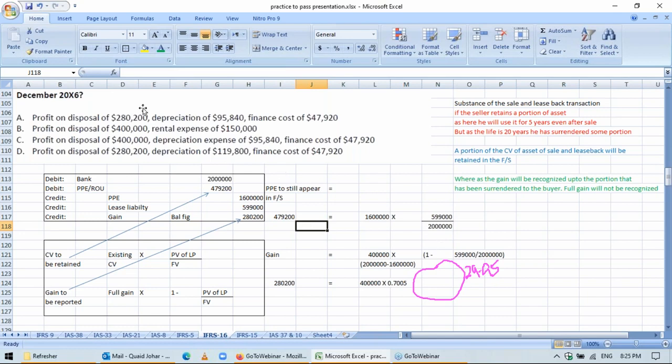Now what happens? What's given in the question? See, what else is required? Depreciation. They have calculated the depreciation. So calculate the depreciation.